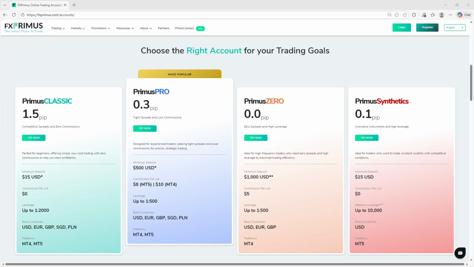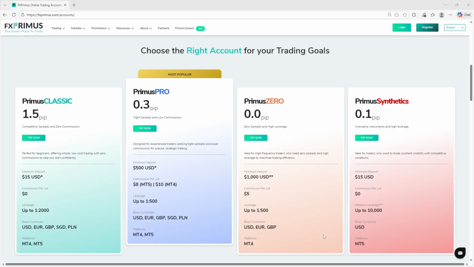The Zero account pushes spreads down to zero on major instruments, but offsets that with a per-lot commission, making it more suitable for scalpers or high-frequency traders who prioritize spread compression over simplicity. FXPrismus also offers a synthetics account with ultra-tight spreads and extremely high effective leverage, designed specifically for traders looking to trade proprietary synthetic instruments rather than traditional forex pairs.